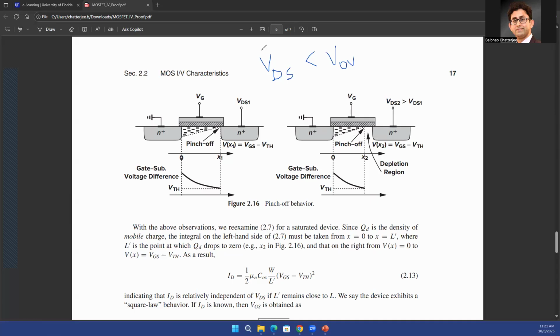If the VDS is large, you cannot ignore the VDS squared term. So for a small VDS, what is the definition of small? Because small is a qualitative word, it's not a quantitative word. The definition of small is: if VDS is less than V overdrive, you say that you are in the triode region or the small VDS region. If VDS is more than V overdrive, you will be in the saturation region, and we'll show why.